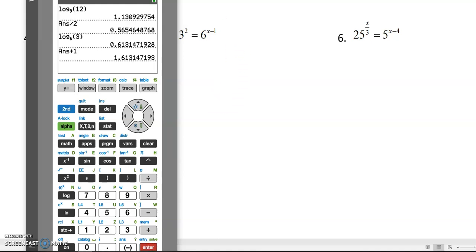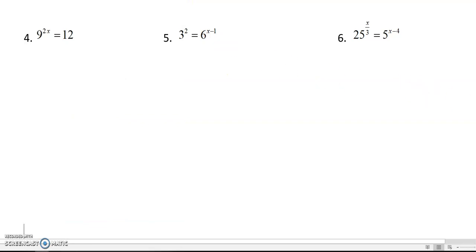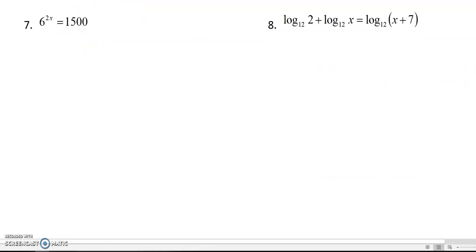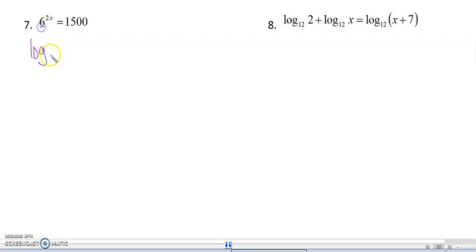Alright, so that is using your calculator when you cannot get the bases alike. Okay, so let's do one more where we can't get the bases alike. Let's write it out first. We have log with the base of 6, y equals of 1500, and our exponent is 2x.